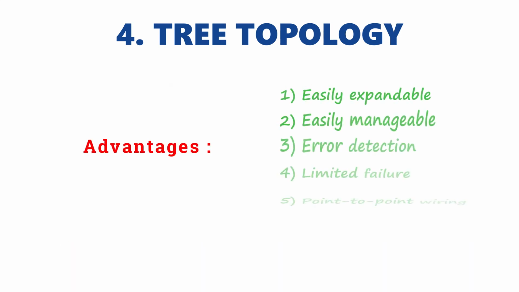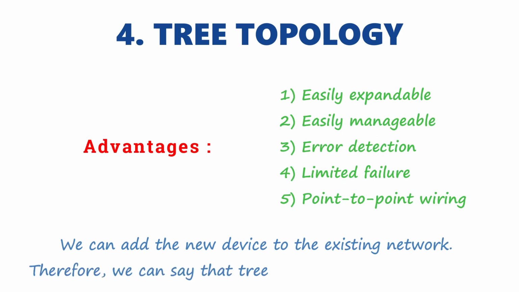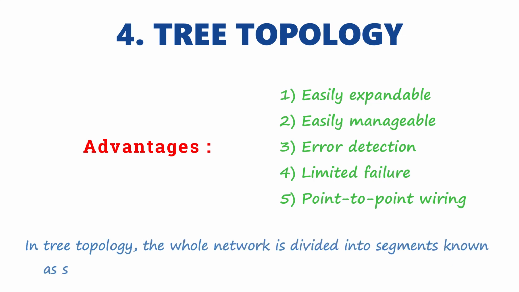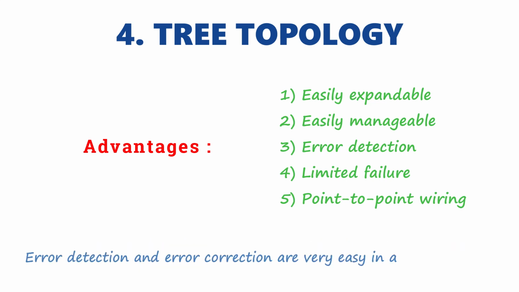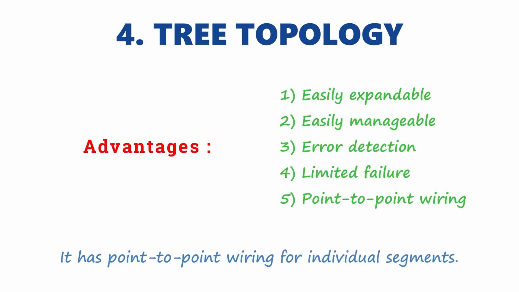Advantages of tree topology. We can add a new device to the existing network. Therefore, we can say that tree topology is easily expandable. In tree topology, the whole network is divided into segments known as star networks, which can be easily managed and maintained. Error detection and error correction are very easy in a tree topology. The breakdown in one station does not affect the entire network. It has point-to-point wiring for individual segments.